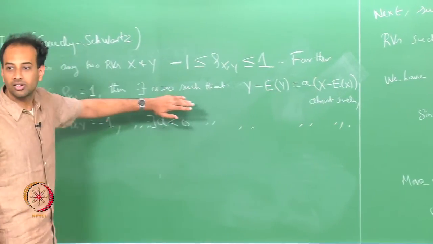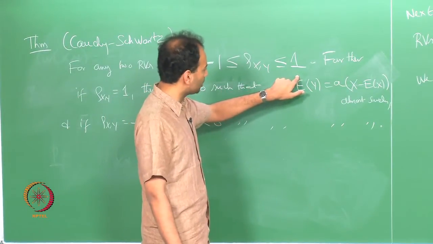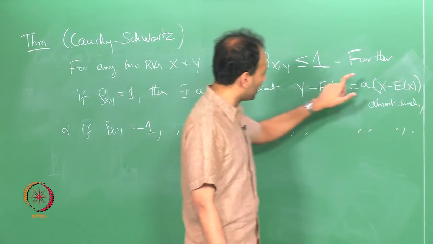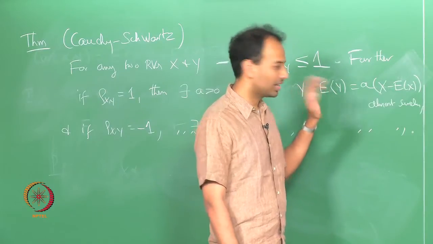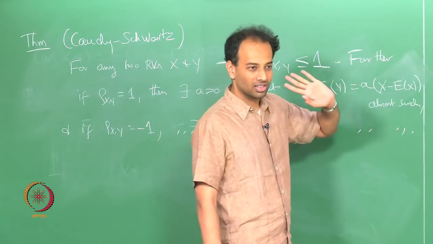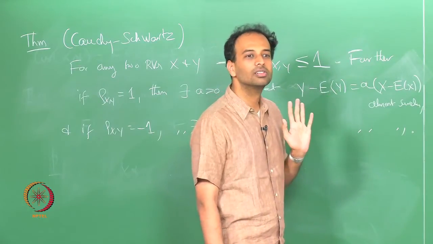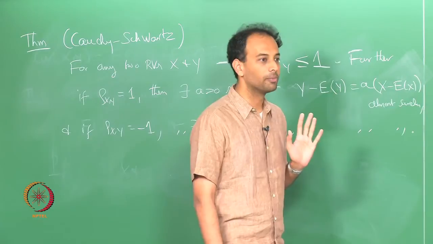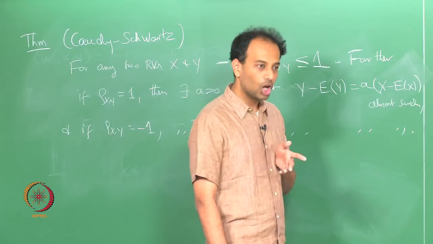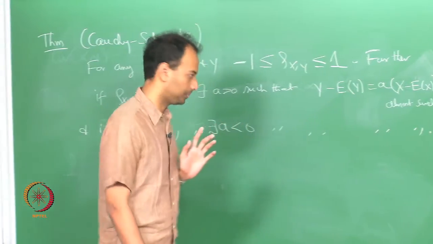So, is the theorem clear? This is saying that the correlation coefficient is between minus 1 and 1, but whenever it is equal to 1, then y can always be written as a x plus b for some constants. You can think of this as a x plus some other constant, and similarly if rho is minus 1, then y is equal to a x plus b where a is negative. So, there is a deterministic relationship between x and y whenever the correlation coefficient is plus 1 or minus 1. When that is not the case, rho will be strictly between minus 1 and 1, ok.